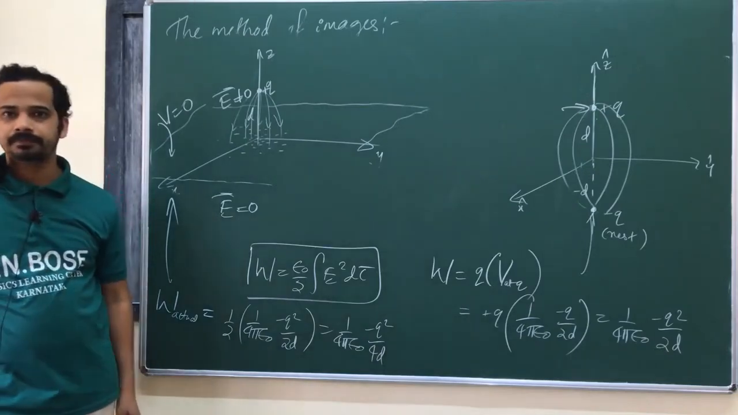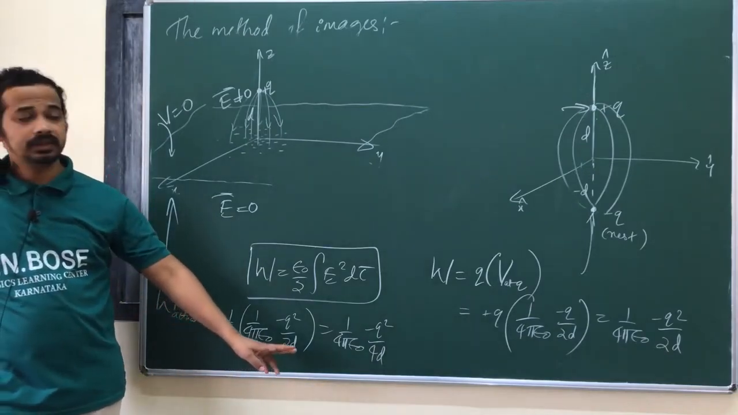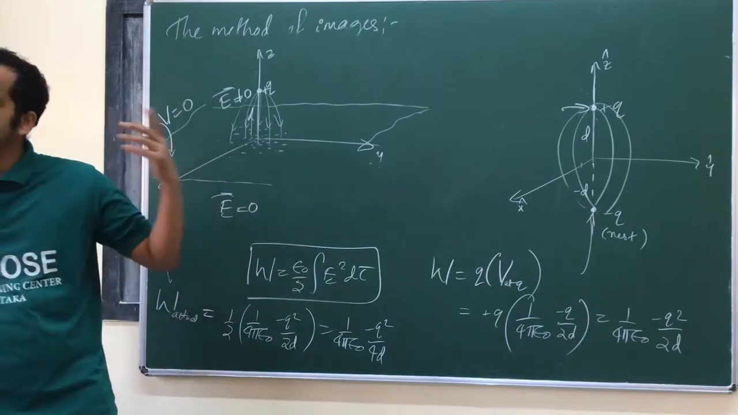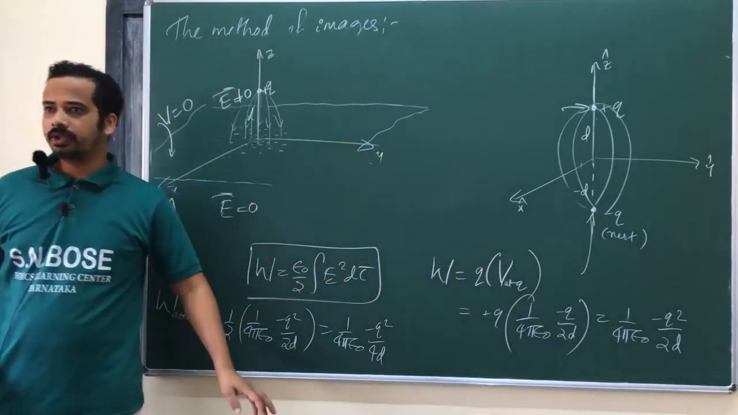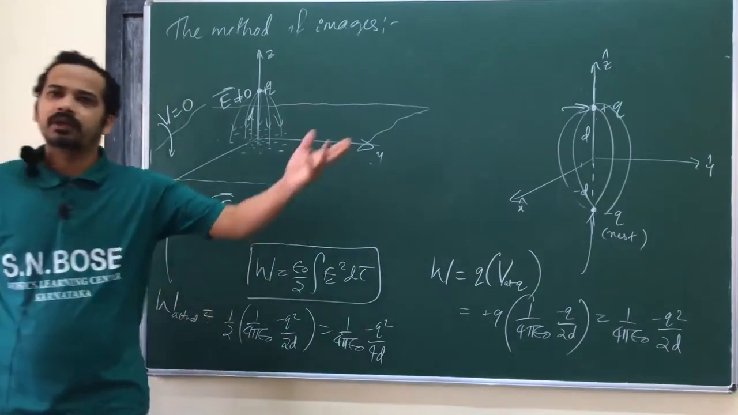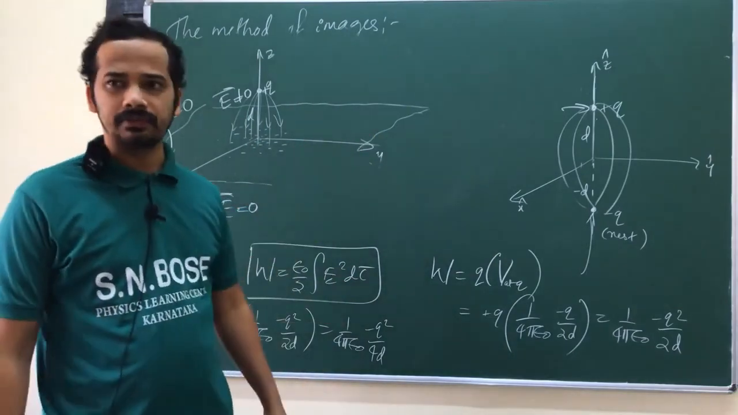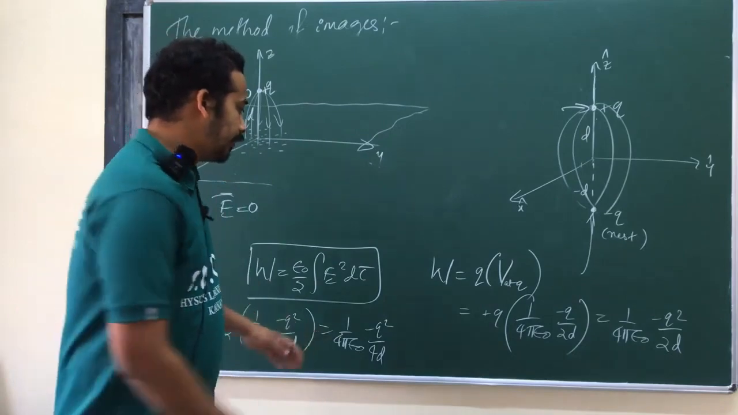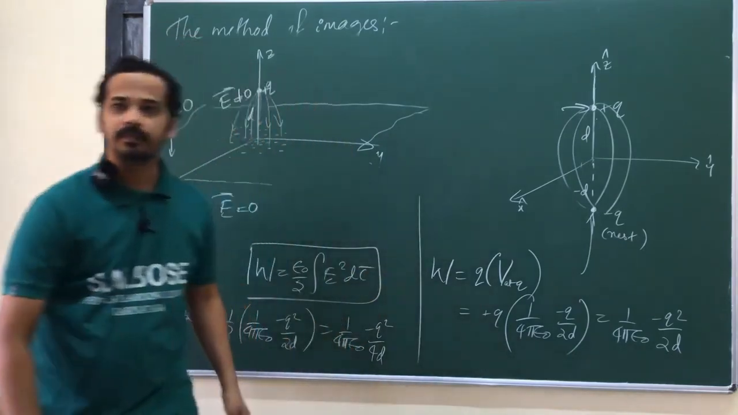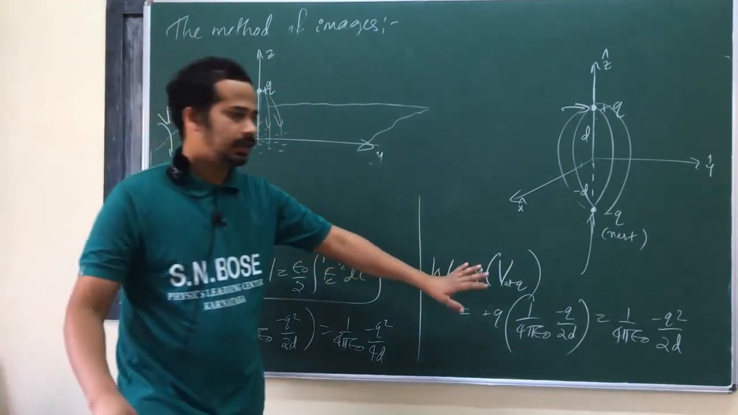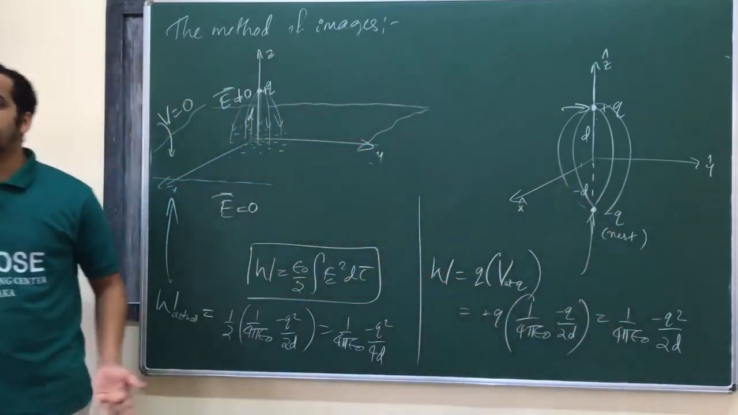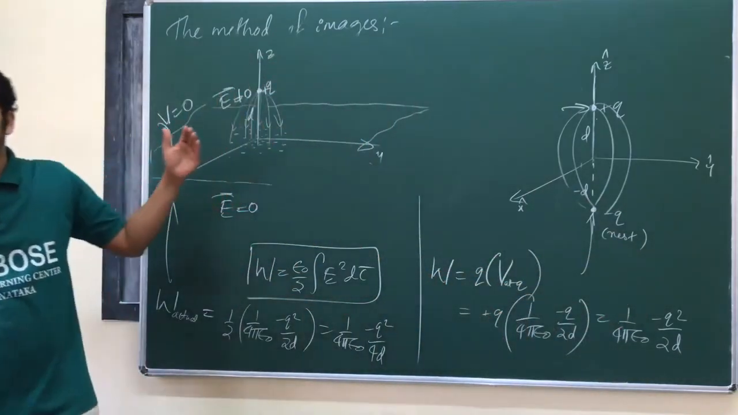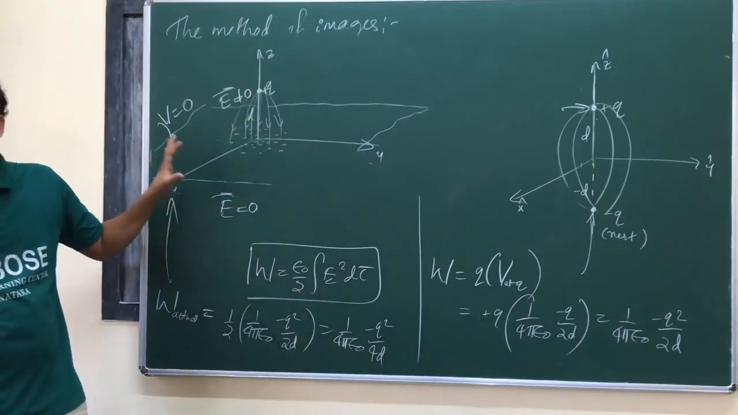So only in this situation you have to be careful. Force also you can find using image configuration. So the potential you found using image configuration, and if you take the gradient of the potential, you get the electric field. But while finding the work done, the electrostatic energy stored here, think: what is the fraction of the region which has electric field here, compared to this one?